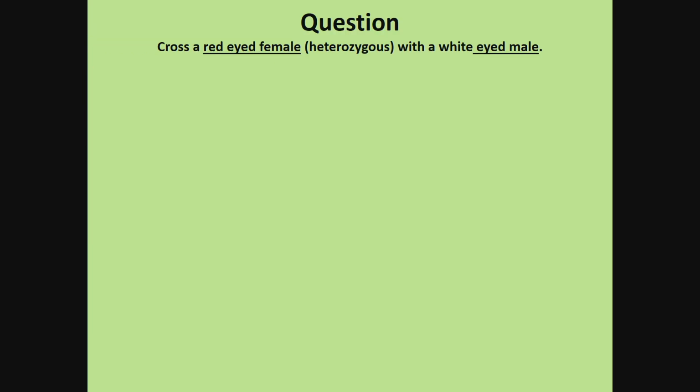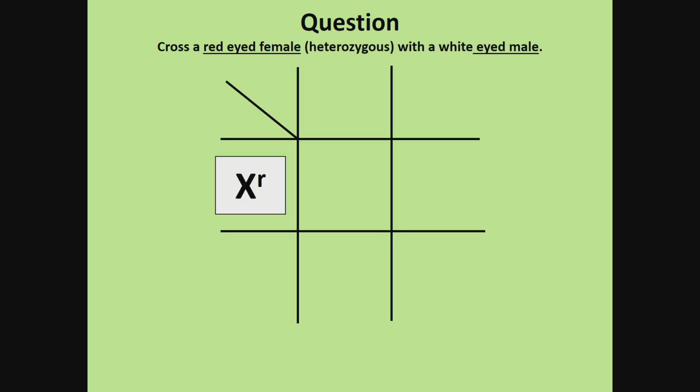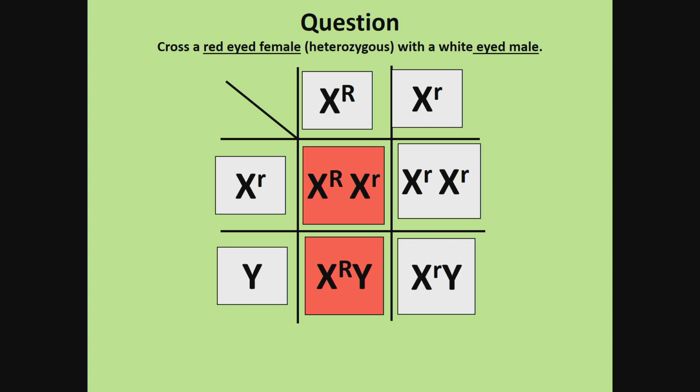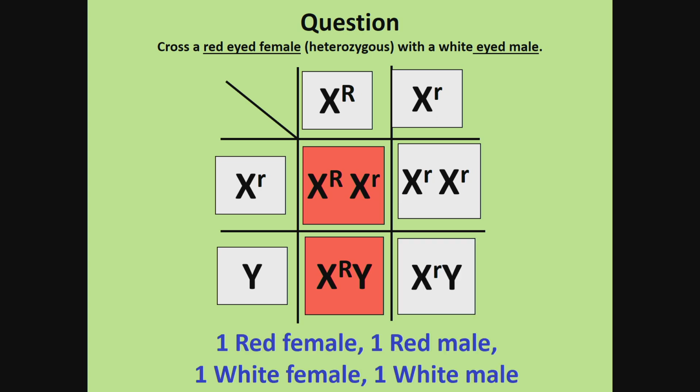Let's do this question. Cross a red-eyed female who's heterozygous with a white-eyed male. So we get one heterozygous red-eyed female, a recessive female, a red-eyed male, and a white-eyed male. So this time the ratio is 1 to 1 to 1 to 1.